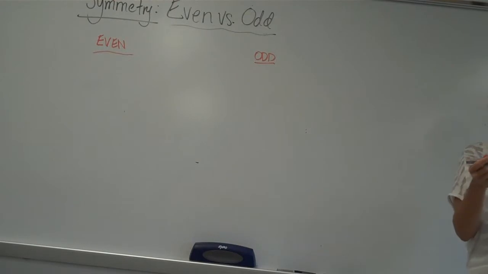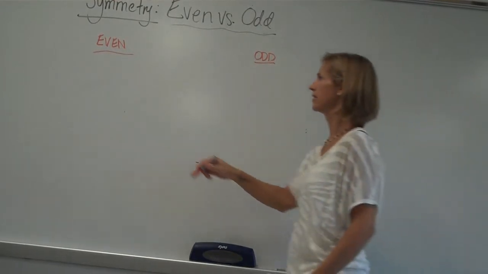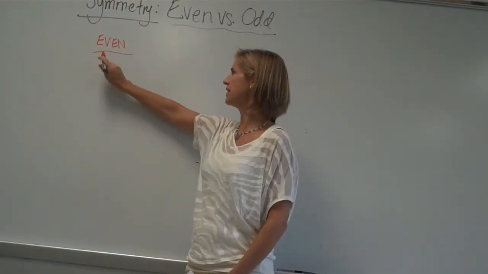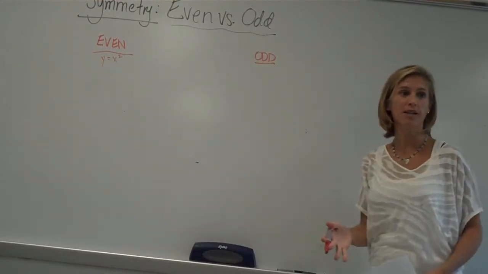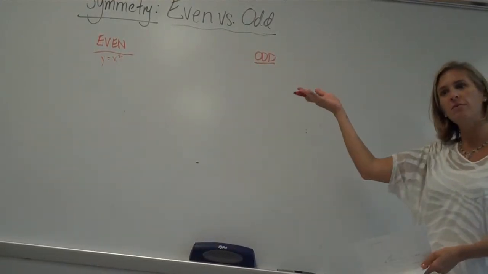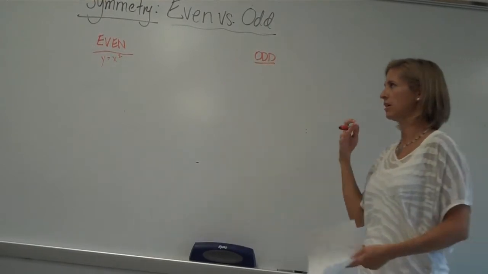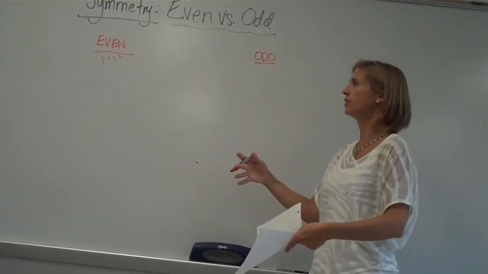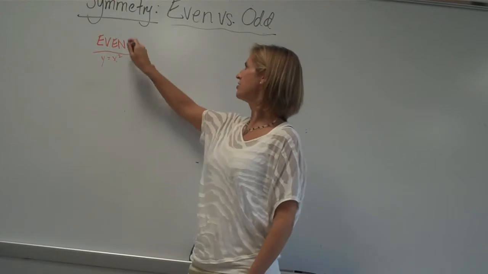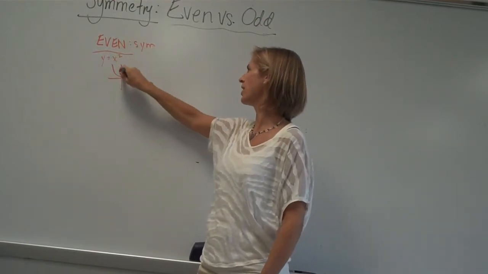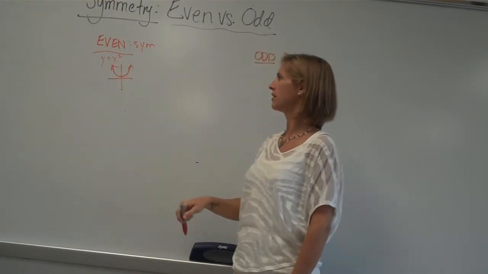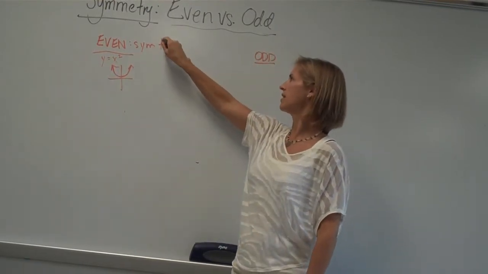If something is even, the way I think about it is the most general even function would be y equals x squared. That helps me remember what's what, because it's got an even power. So even must mean I'm symmetrical to what? The y-axis.